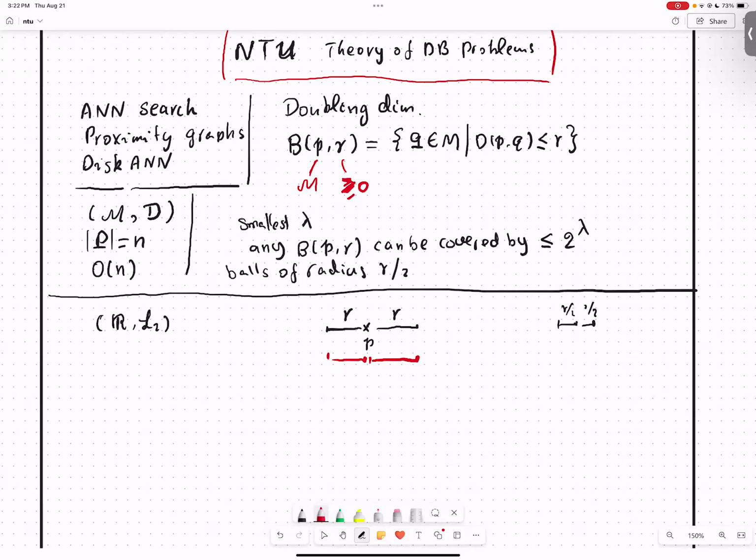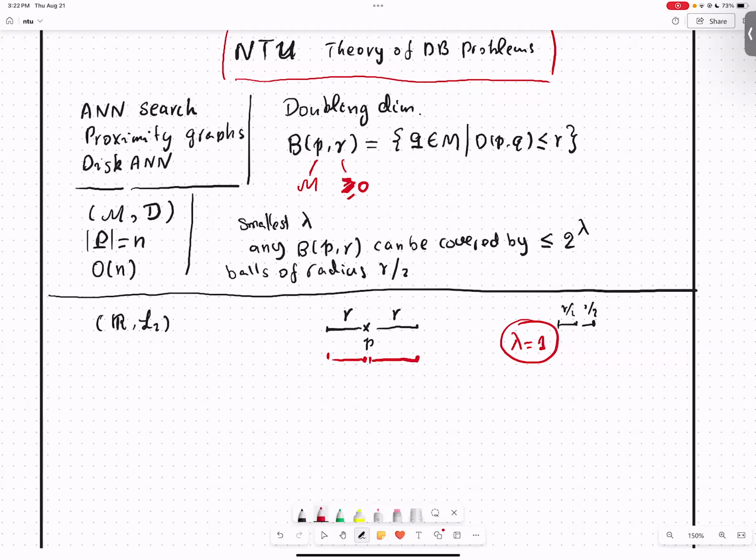So in this case, we can set lambda to be 1 because it's log base 2 of that, right? And this is indeed the doubling dimension of this metric space. Okay. So as you can see, this is one-dimensional space, and the doubling dimension is 1. They happen to be the same, right?